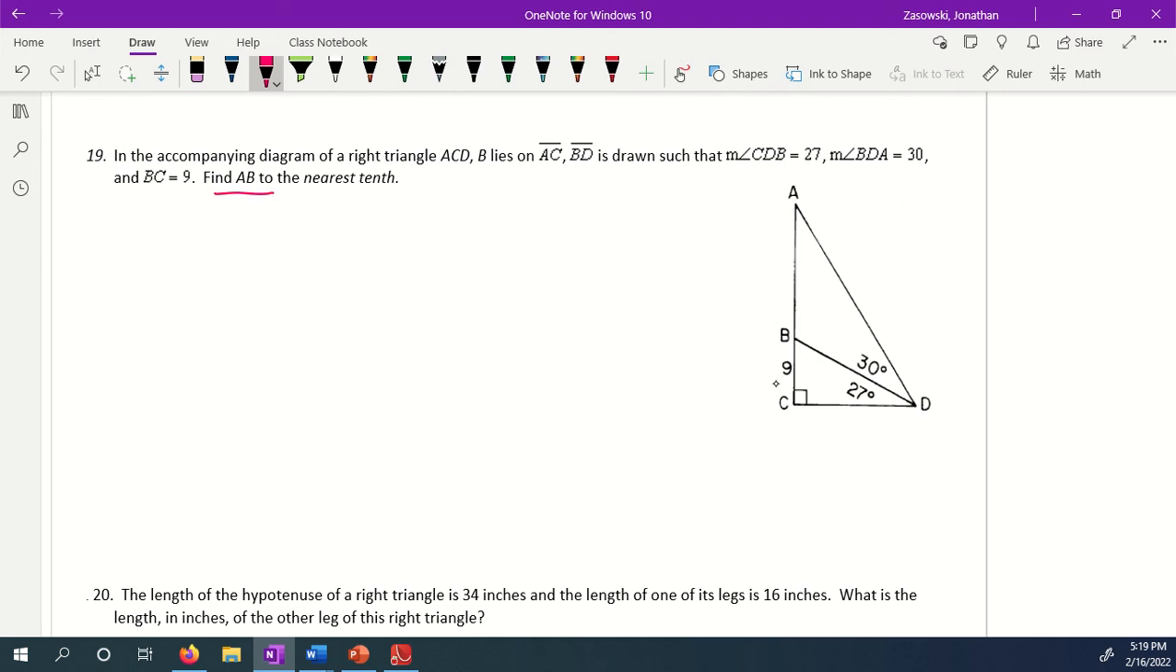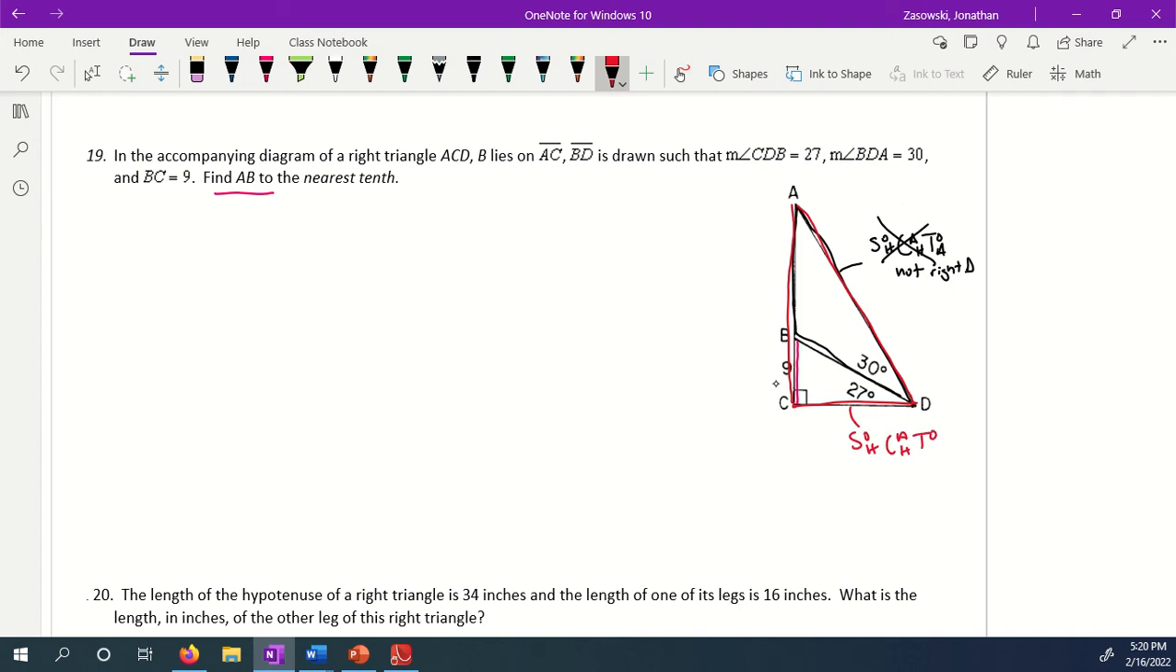Okay, so here's the key. We already know what this length is. The problem is that this triangle they're giving us, triangle ABD here, is not a right triangle. So in this triangle, Sohcahtoa does not work. Not a right triangle. So we can't use this triangle here. Instead, we have to look at the really big triangle all the way across. We have to apply our Sohcahtoa to the really big triangle.